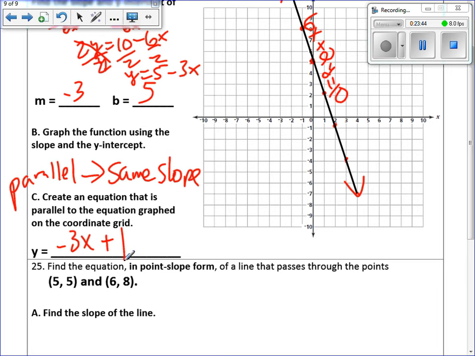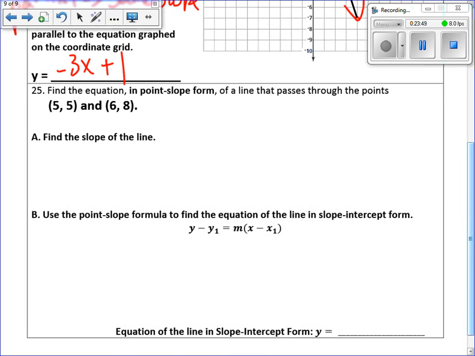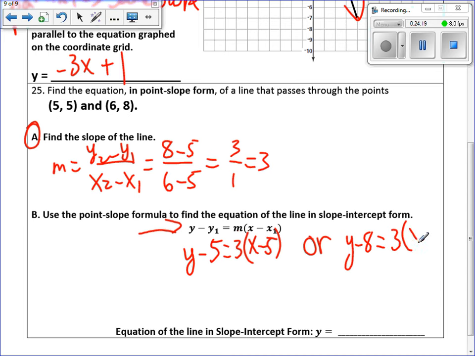And then the last one, find the equation in point-slope form of a line. So we need the slope. That's what part A is. So m equals y2 minus y1 over x2 minus x1, which equals 8 minus 5 over 6 minus 5, 3 over 1, which is 3. Now put it in the correct form. They give you the form here. Y minus 5 equals 3 parentheses x minus 5, or y minus 8 equals 3 parentheses x minus 6. Both of those are fine.